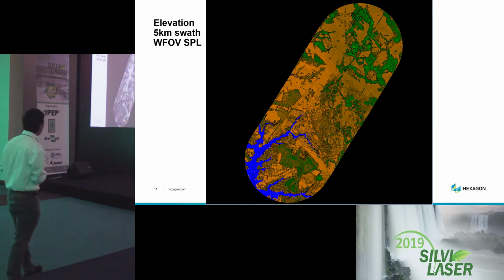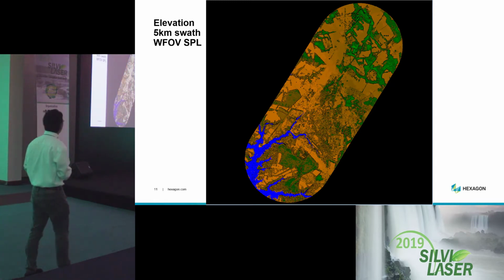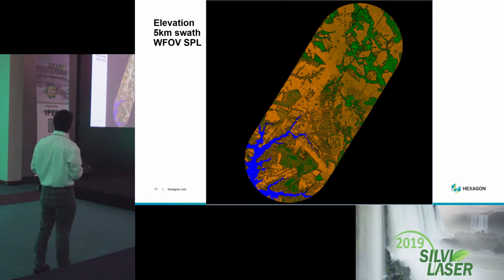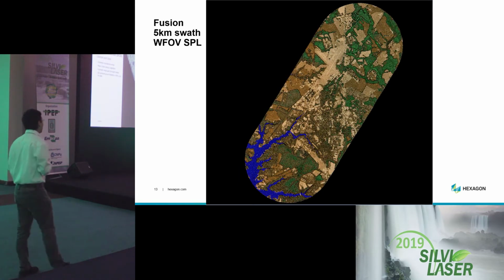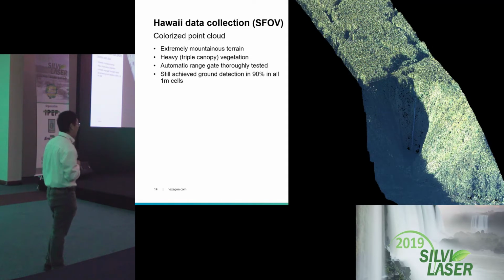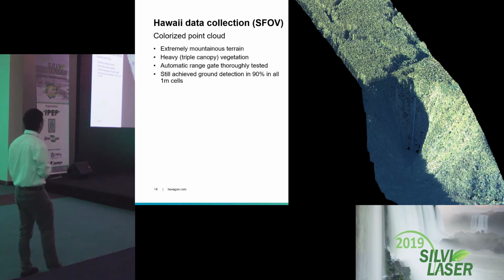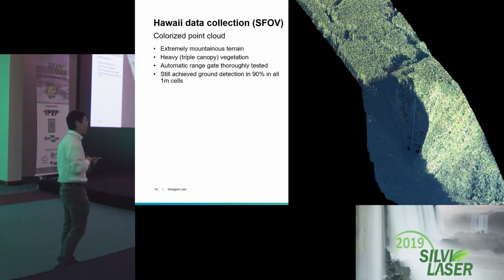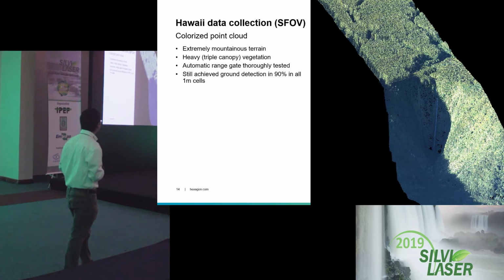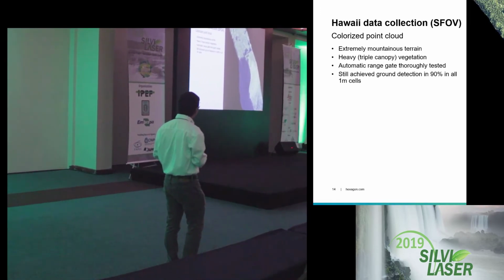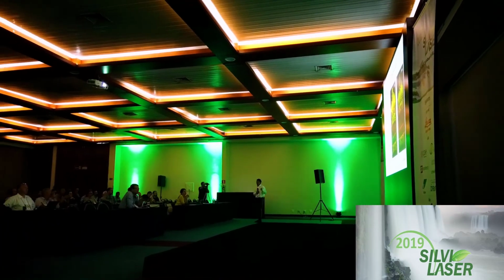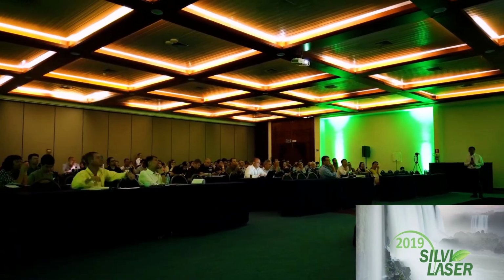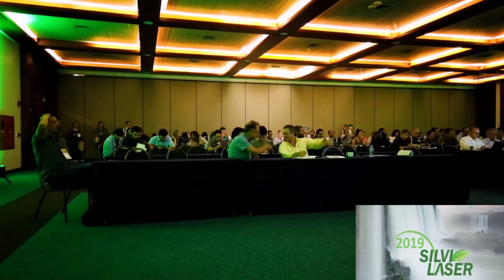We have here also the intensity of the data and the fusion of intensity and the classified points. We also have here data with the standard field of view, which is 30 degrees, for the high point density, in extreme mountain areas. This is in Hawaii. It was flown 2 years ago. As you can see, there is very heavy vegetation here. And if you notice, there is a little white line here. This is a waterfall in this place. So we can imagine from this little line, which starts here and goes up to here, how steep this terrain is.